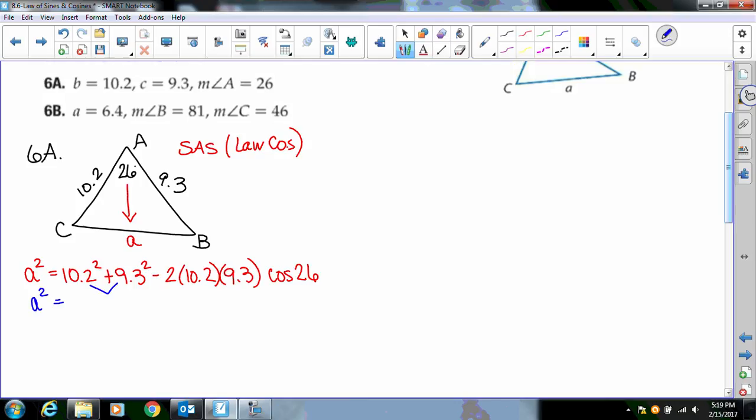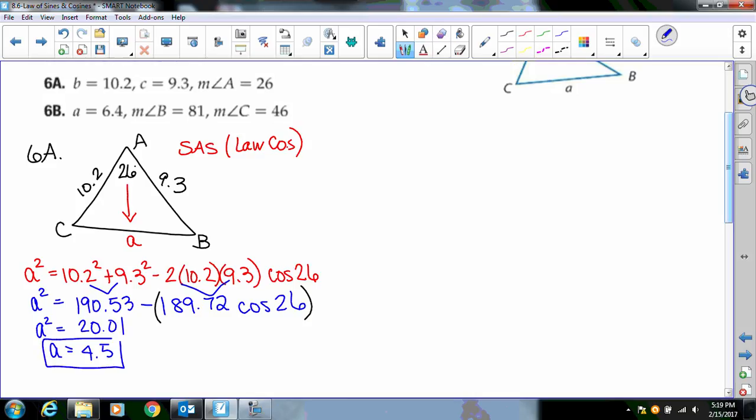So a squared equals 190.53 minus 189.72 cosine of 26. Again, parentheses. Then you're going to get a squared equal to 20.01. So a to the nearest tenth is 4.5. And I'm going to put that back in my picture.